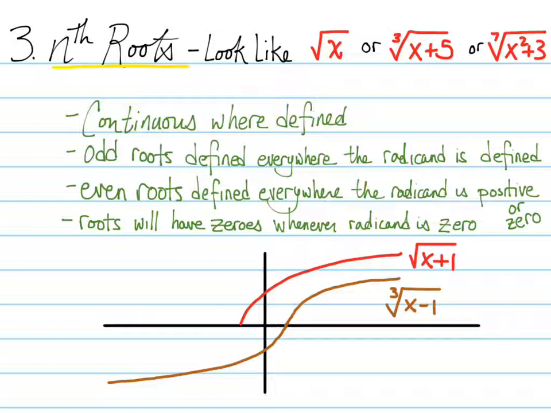So there's a couple of graphs down below. You can see that the red graph stops because if you try to plug in the x values to the left of where it stops, the radicand, the part under the radical, gets to be negative, and that's not okay.